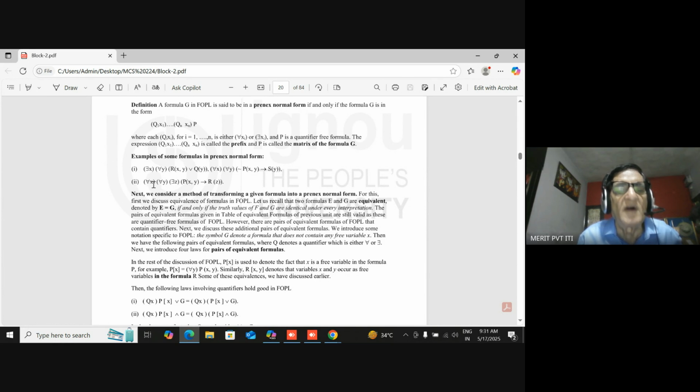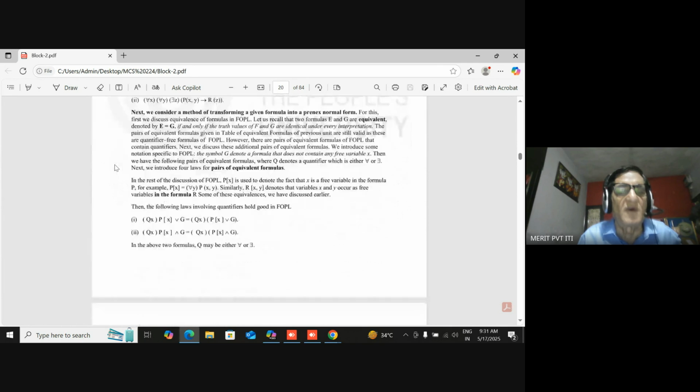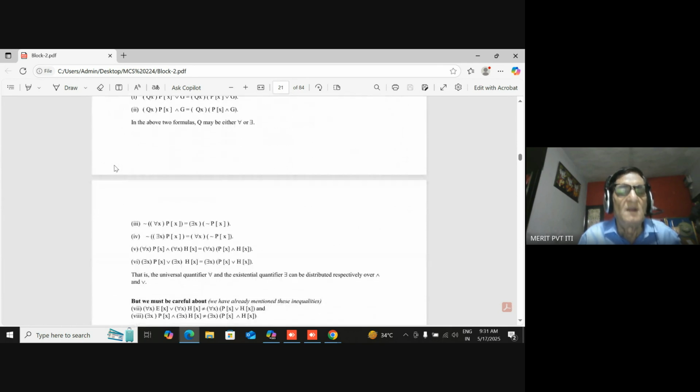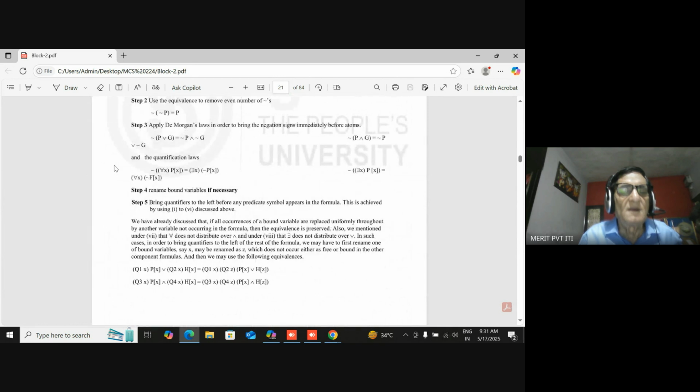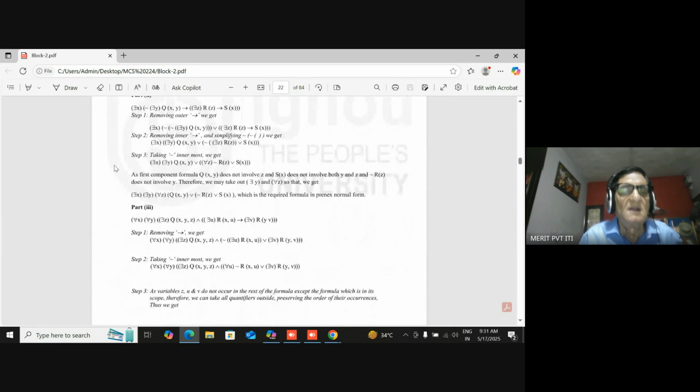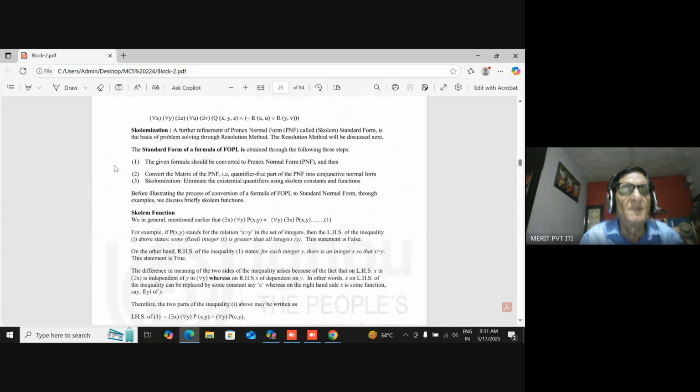All X, all Y, only X, P(X, Y) and Z. So that type of thing is an example of a formula in prenex normal form. These are the prenex normal formulas. You can see that there are examples given.